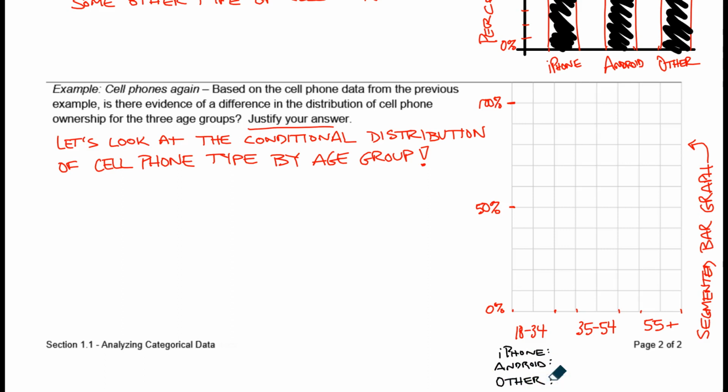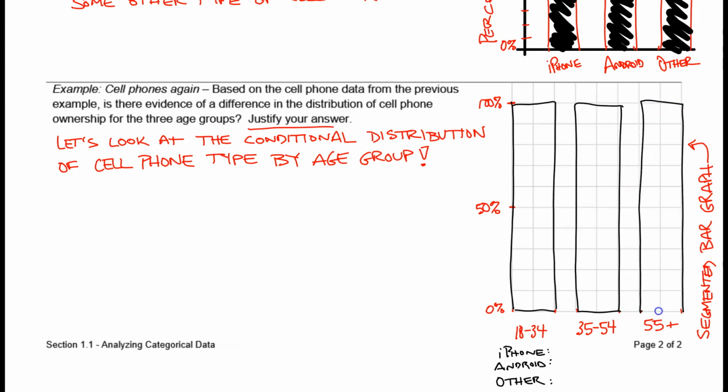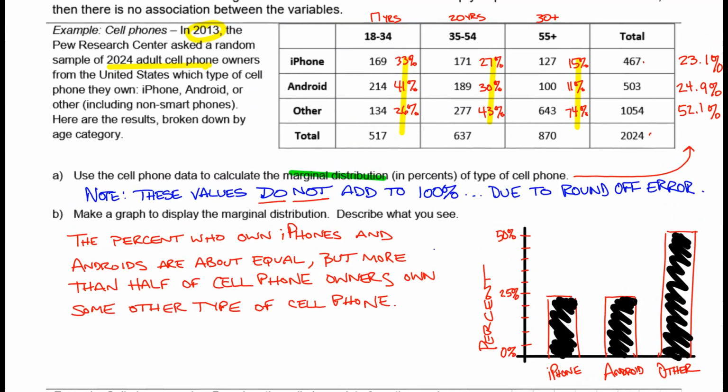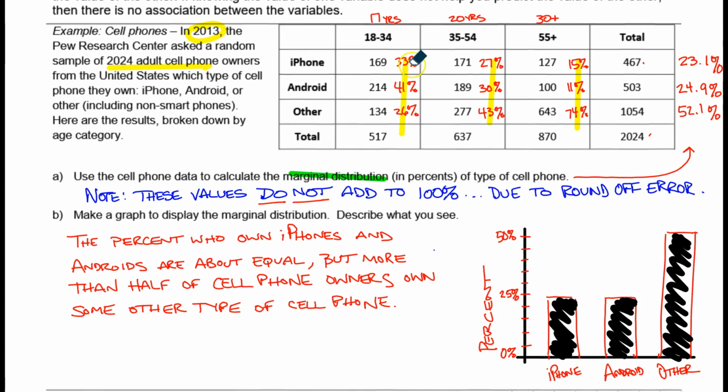Now, for each of the age categories, I'm going to graph 100% of the distribution. But what I'm going to do is break that 100% into each of the three categories. So I'm going to graph iPhone as blue, Android as red, other. So let's go back up and look at that 18 to 34 age group. iPhone was 33%, other was 26%, and Android was 41% in the middle.